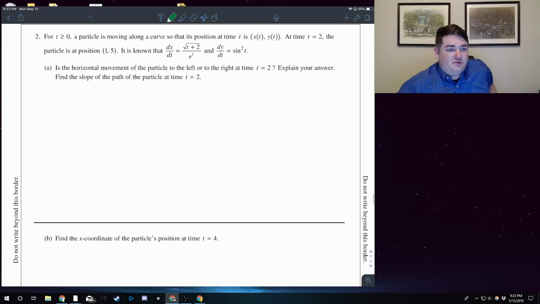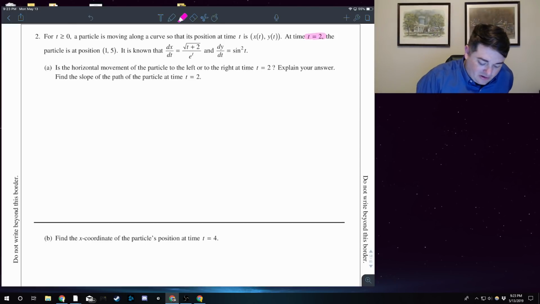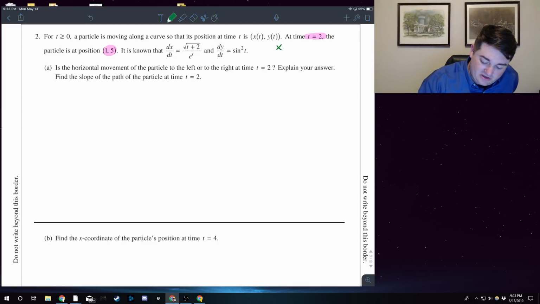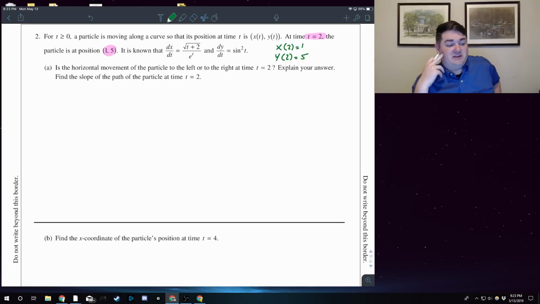They're going to give you, oh, I do want to mention this. At time 2, the particle is at position (1, 5). How many initial conditions is that? It's 2. They're giving you 2 pieces of information. X of 2 is 1, and Y of 2 is 5. I would go ahead and just write that down as 2 different initial conditions, just so it's in your head there. A is the horizontal movement to the left or to the right, so they want to know is dx/dt positive or negative at time 2. Find the slope of the path of the particle, so dy/dt over dx/dt, plug in.